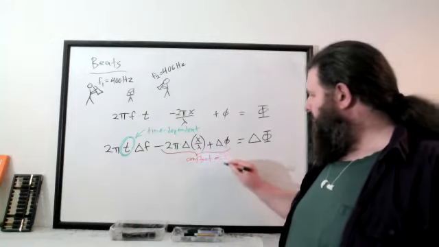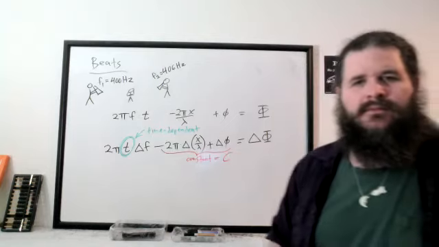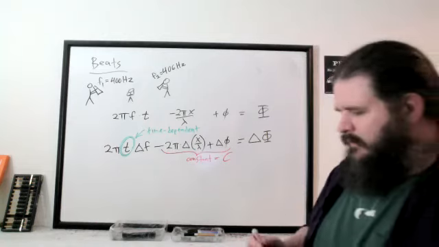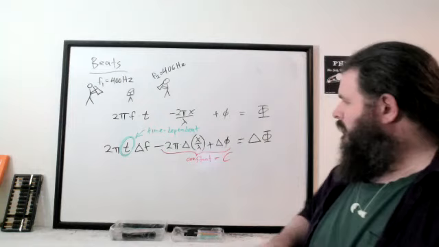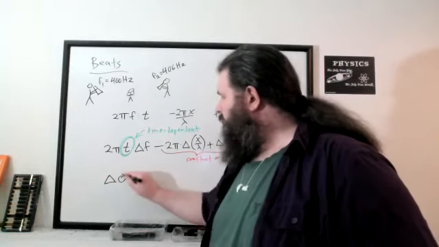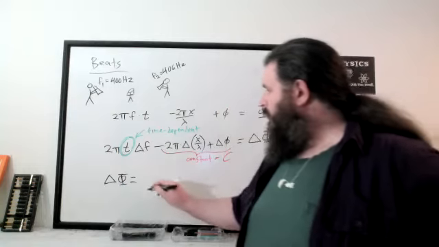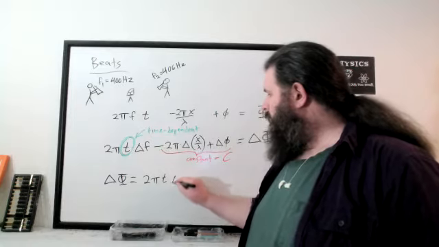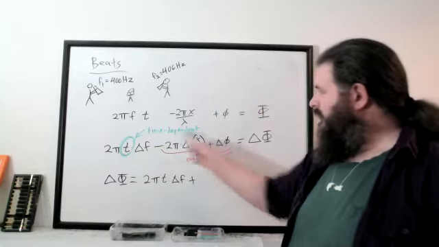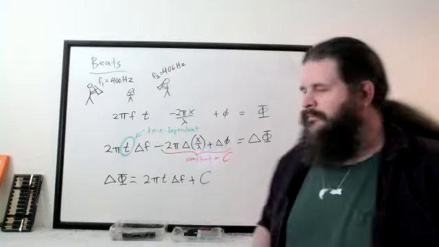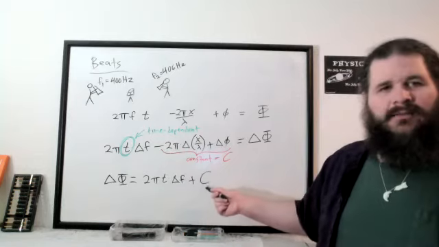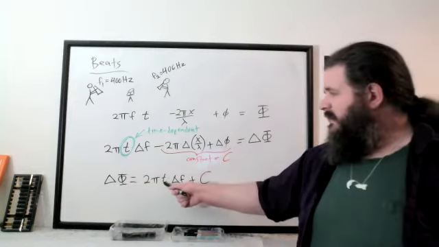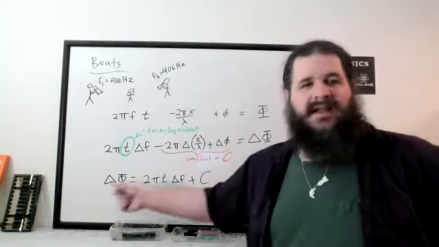Let's just call that, let's say, capital C. All this stuff is just some constant. It doesn't depend on what time it is at all. So then we have delta total phase equals 2 pi t times difference in frequency plus this constant. The constant doesn't really matter much. The important thing is that delta phi cycles as time passes. Because as we keep increasing time, this whole thing keeps increasing.